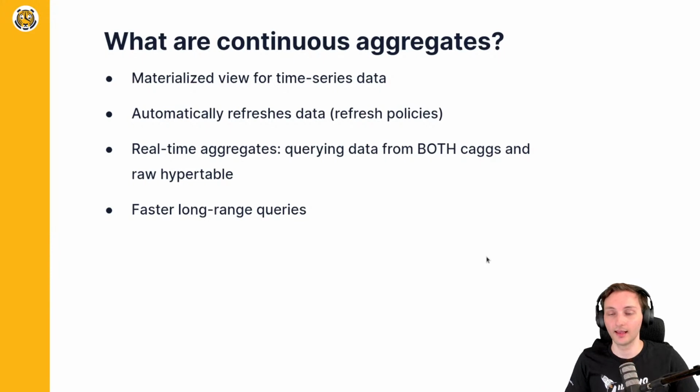And one huge benefit of continuous aggregates is that it provides faster query execution, especially for long range queries. So for example, if you want to query historical data, or you want to query over a long time period, you might not necessarily be interested in the detailed specific records. You just need an aggregation. You just need the average, the sum, the count, or max, min. You want to just use one of the aggregation functions. And continuous aggregates do this job really well.